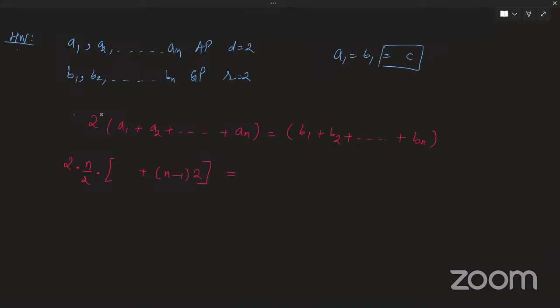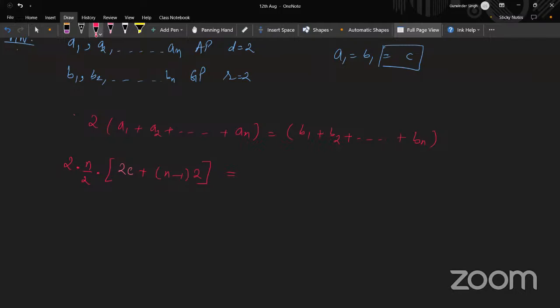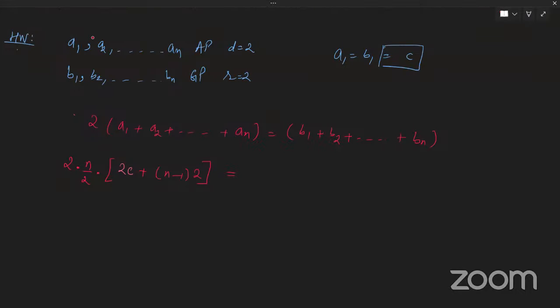So no one was able to get the answers, not even a single one. Okay, no worries. See, this is 2 times the sum of AP, and tell me what is the sum of GP? Sum of GP formula: a into 1 minus r to the power of n by 1 minus r. So r is 2 here. In other words, I can write this as C into 2 raised to n minus 1, if you clearly observe.